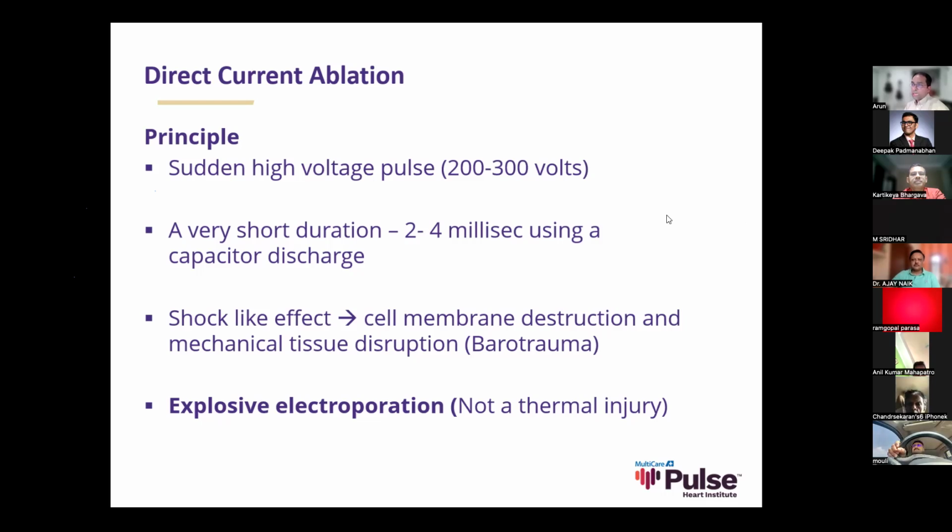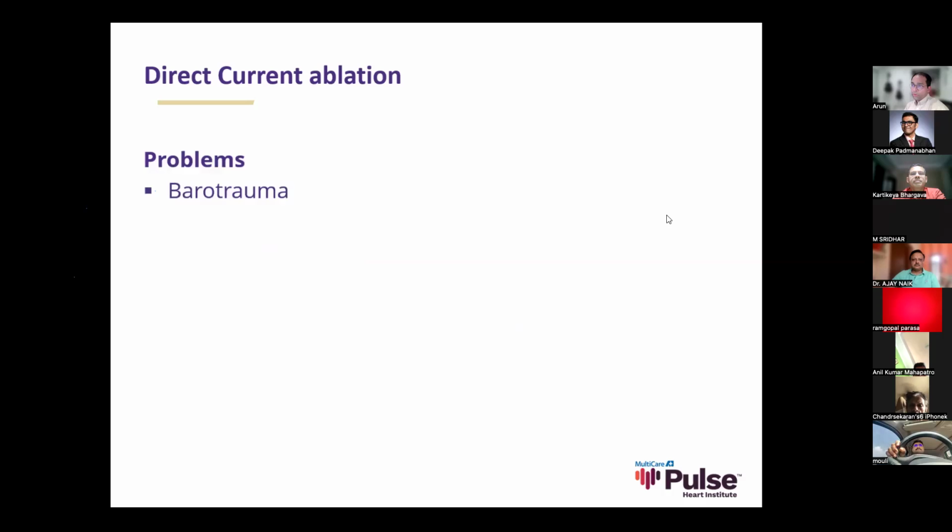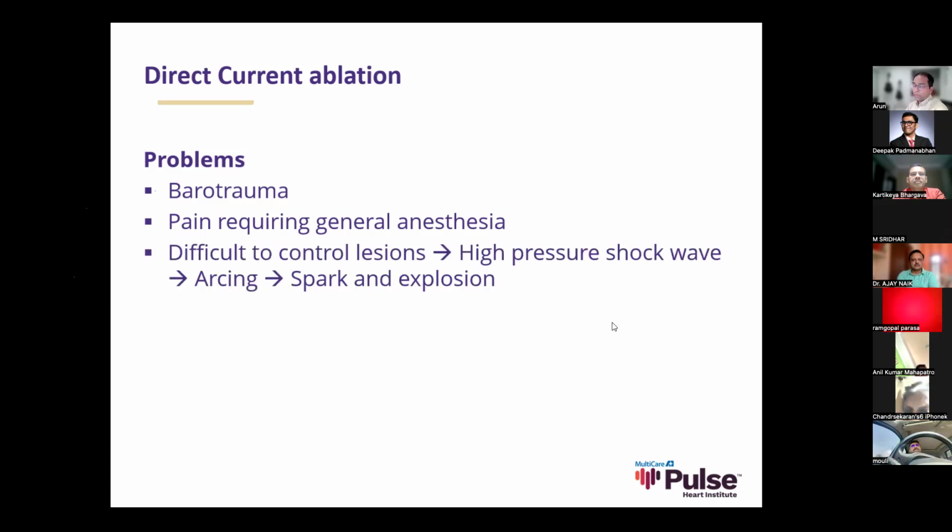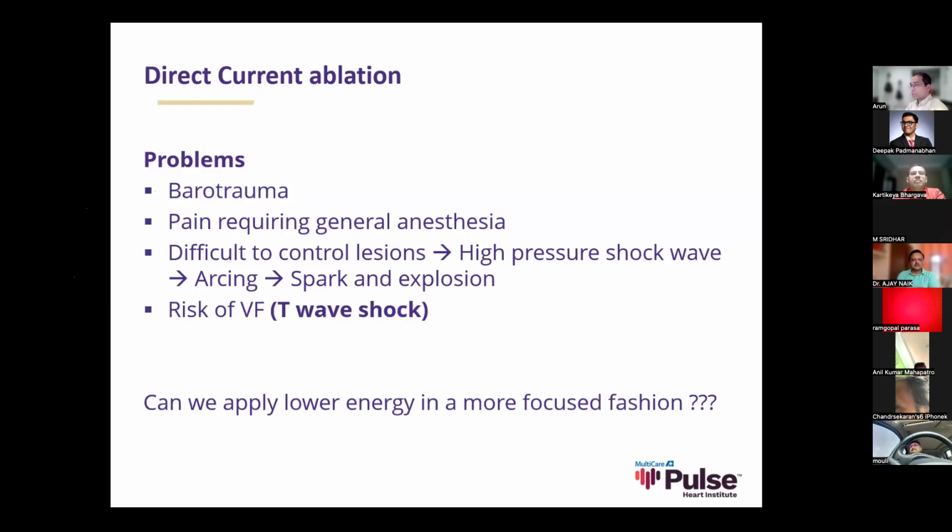So direct current ablation, why did it go out of favor? There were multiple problems. First one was barotrauma. It led to significant injury in the surrounding tissues. The pressure wave and shock wave cannot be controlled that easily, and pain was significant enough to require general anesthesia. And the lesions were difficult to control. So sometimes it led to arcing and spark and explosion and things like that.